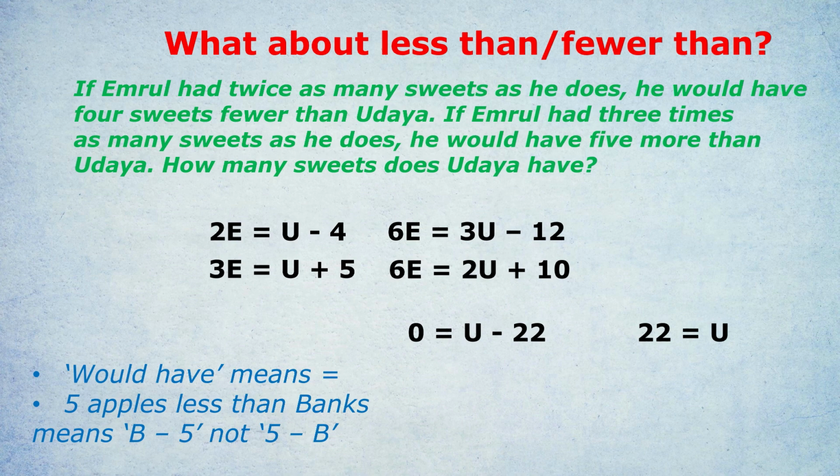Of course, I talked a fair bit, but we're talking about less than a minute to solve quite a complicated question. Notice the two methods. When it was 4 fewer than Udaya, we did u minus 4. We set up both equations and we used elimination by making the e's the same to eliminate them and subtracting the equations because the signs of the 6e's were the same.